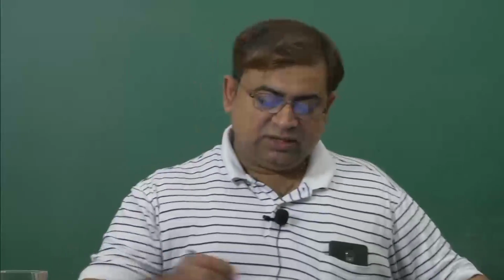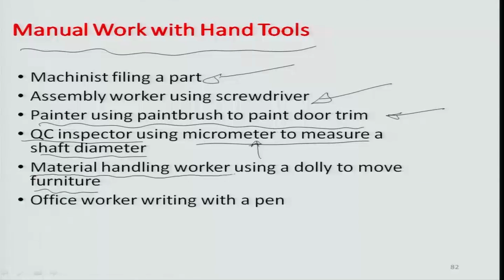Material handling worker using a dolly to move furniture. Again there is a small hand tool which is used, but then again it's a manual work system, because the dolly also is dependent on the guidance and the positioning done by the operator who is picking up that piece of material to put in some other place.